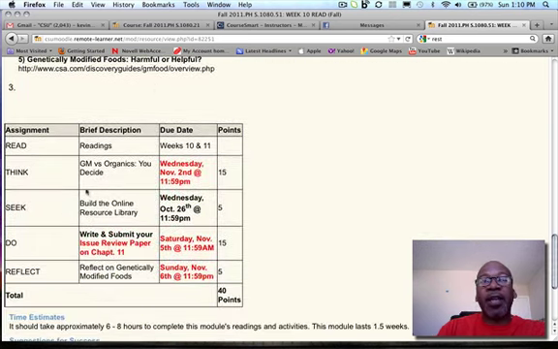The point values and deadlines for this week. The Think assignment is worth 15 points this week. It is due Wednesday, November the 2nd by midnight. Actually, it's probably supposed to be midday, by noon, so I'm going to change that. The SEEK assignment is due this Wednesday, October 26th, so do your research in your own articles.